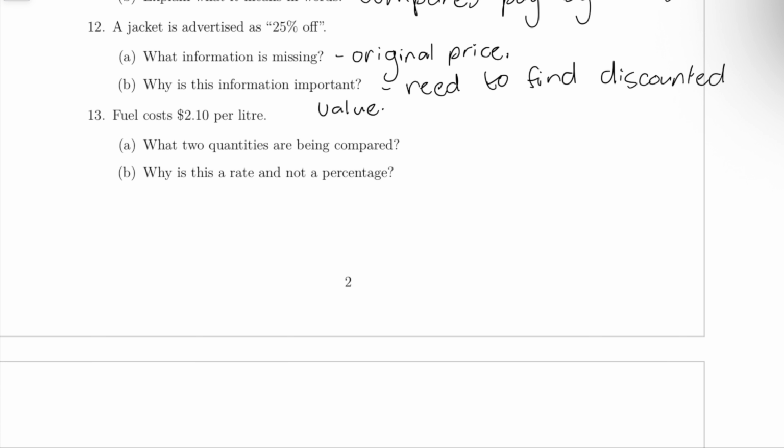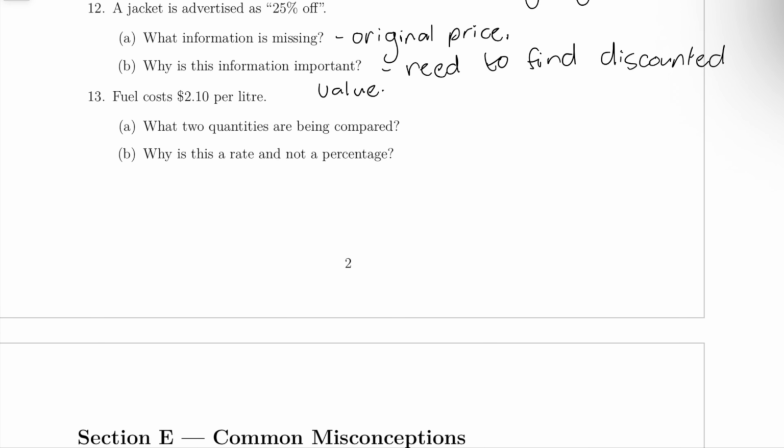Okay. Number 13, fuel costs $2.10 per liter. What two quantities are being compared? Cost and liters. You could say fuel. Okay.